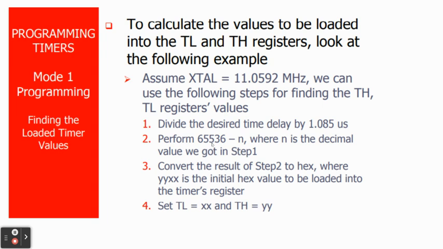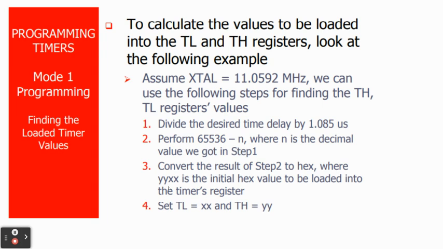Because the example here is 65536, it is representing mode 1, because mode 1 would be 2 to the n, 2 to the 16, and that will be 65536. So 65536 minus the answer of delay divided by 1.085 microseconds. By the way, we got 1.085 by dividing 12 over 11.592 megahertz. After that, we change our decimal answer into hexadecimal.